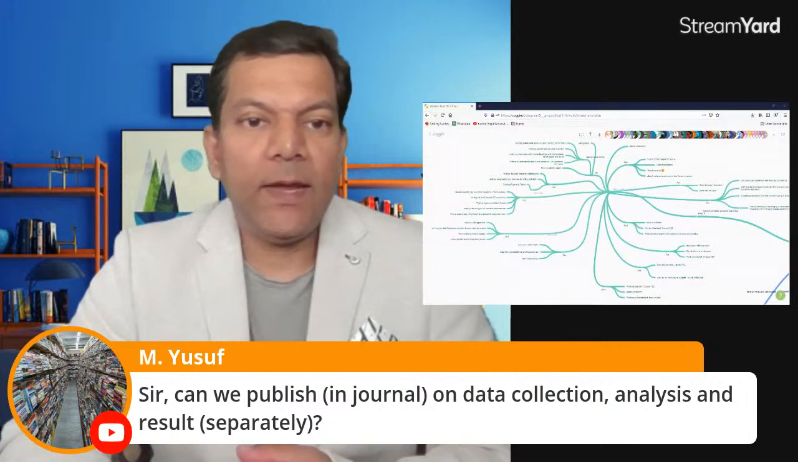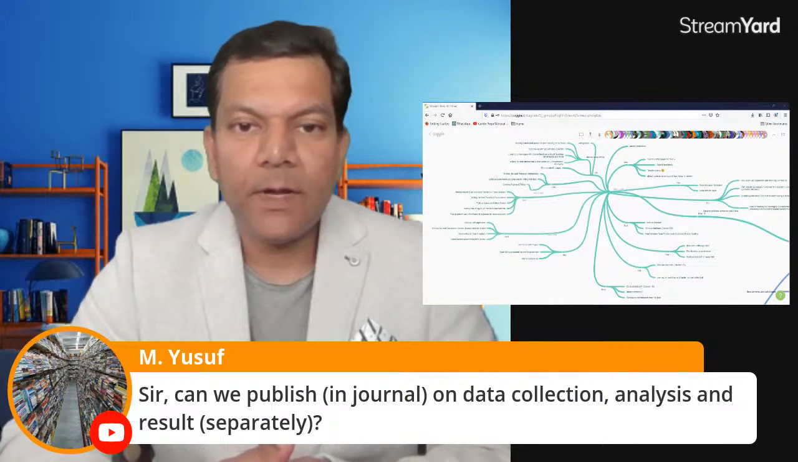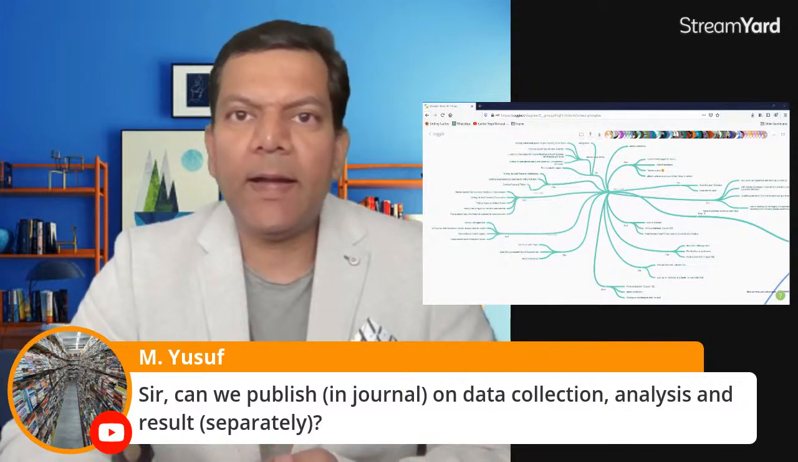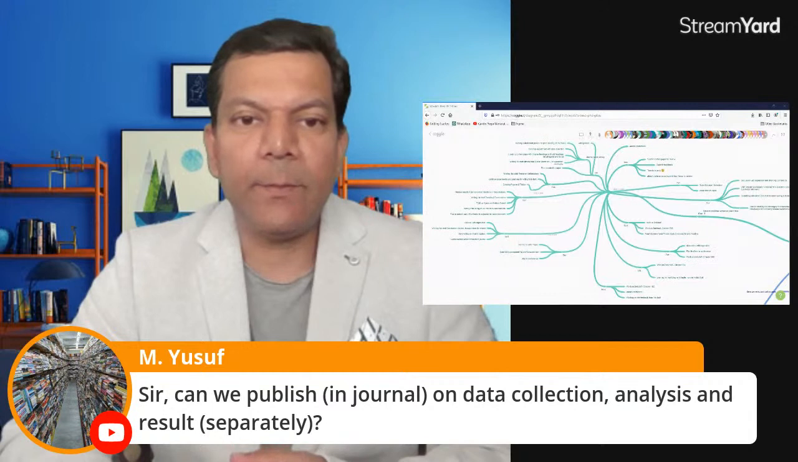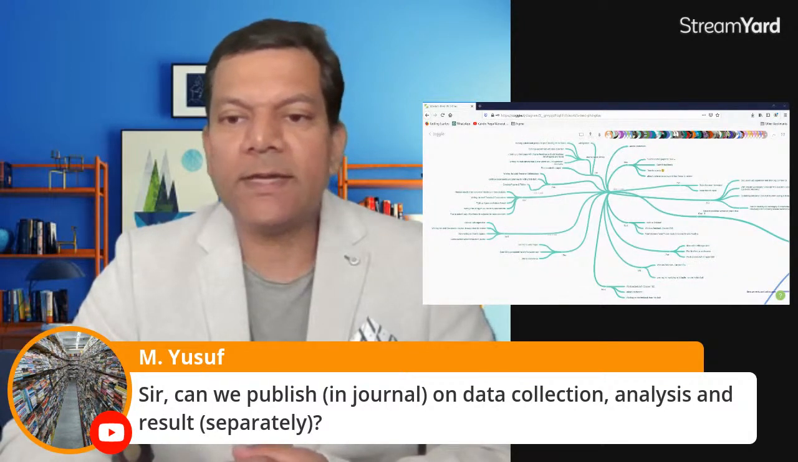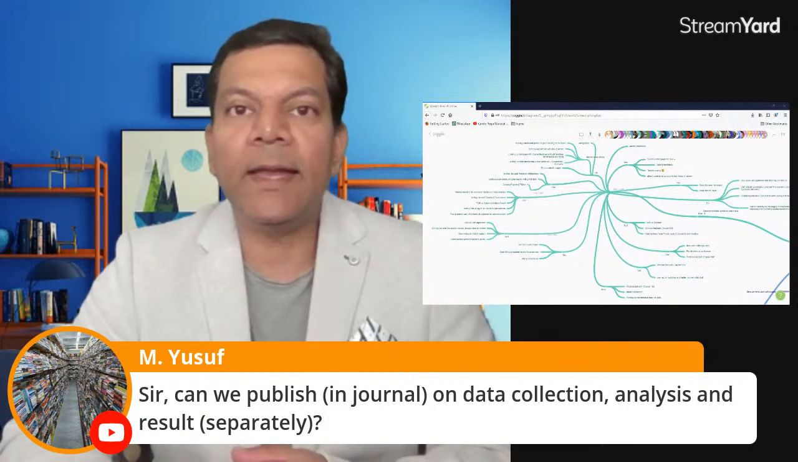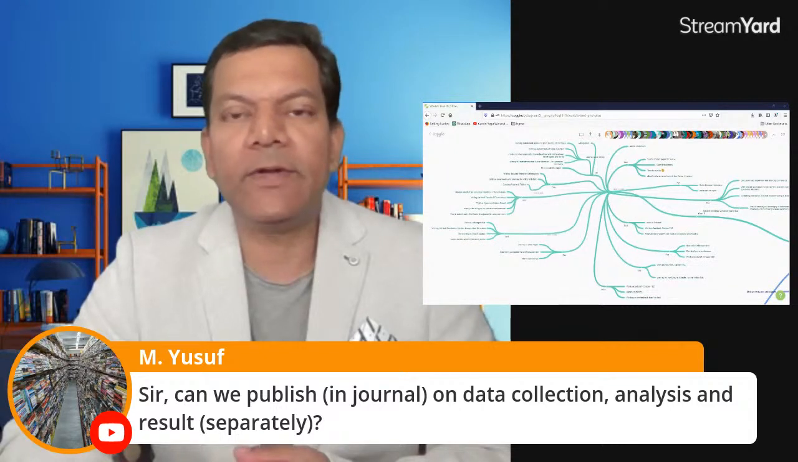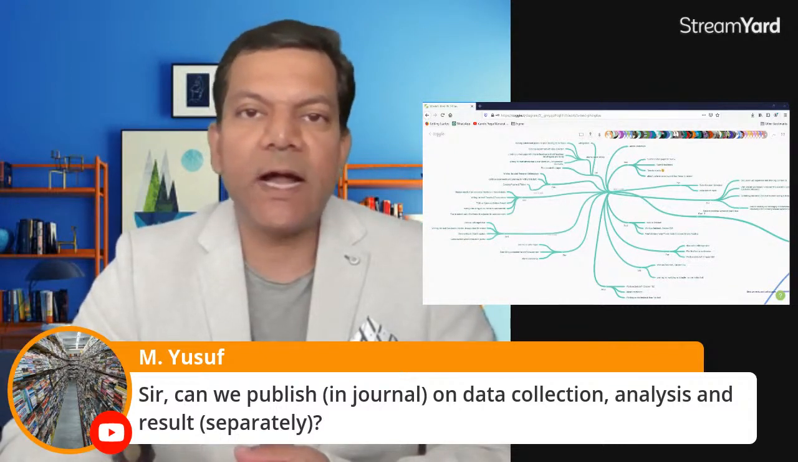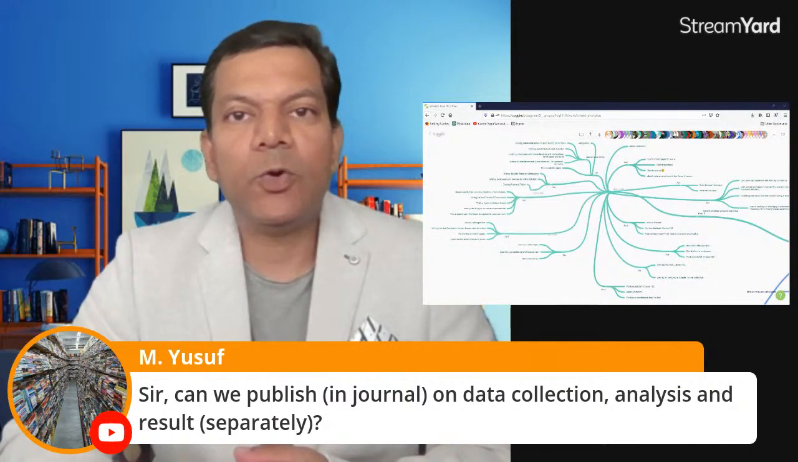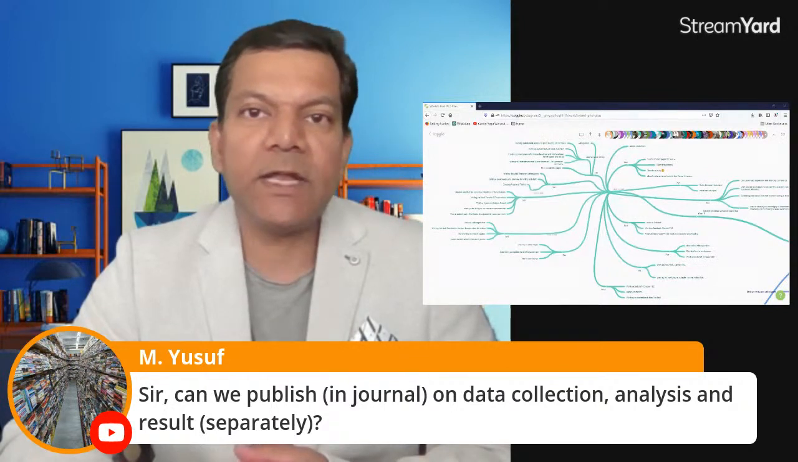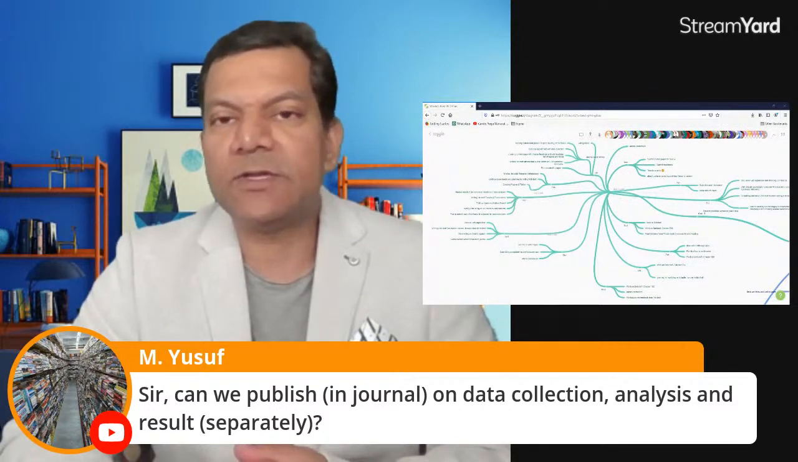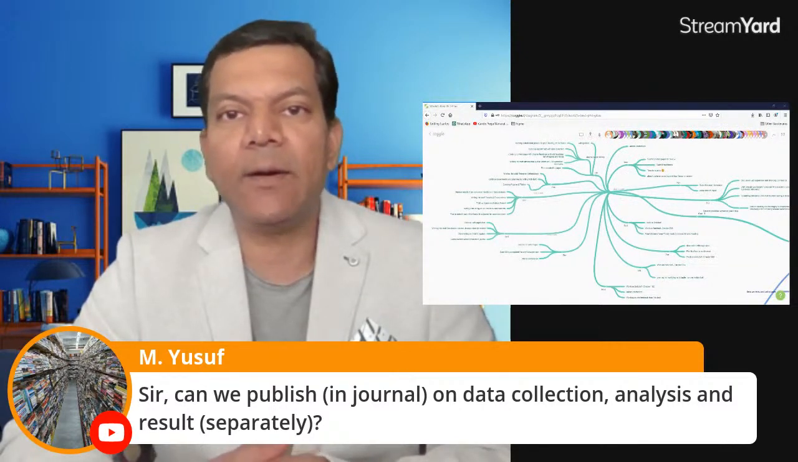Yusuf, can we publish data collection, analysis, and results separately? I would not recommend publishing 3 separate papers from one study, because all the studies would then be incomplete. A good journal would ideally want a complete paper, starting from the problem definition to your methodology, your data collection, your findings, and your insights or discussion. So that has to be there in a complete paper.